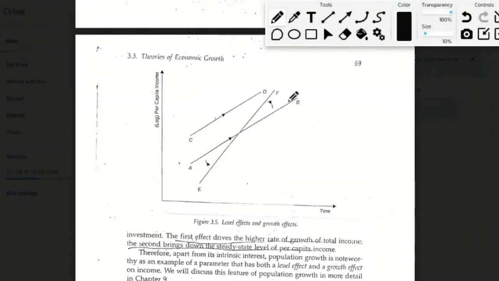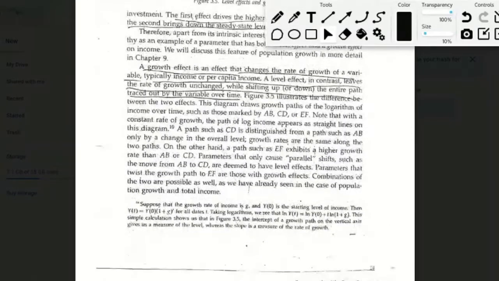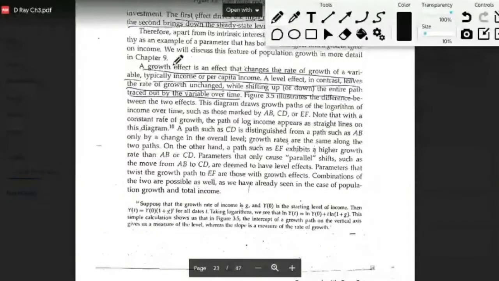So when we talk about the role of savings rate in the Harrod model, the role is that of this growth effect. Whereas in the Solow model, this is the kind of effect that's happening. So in other words, a growth effect is an effect that changes the rate of growth of a variable, typically income or per capita income, whereas a level effect, in contrast, leaves the rate of growth unchanged while shifting up and down the entire path traced out by a variable over time. So it's only the level that's changing, only the absolute value changes, but not the growth rate.